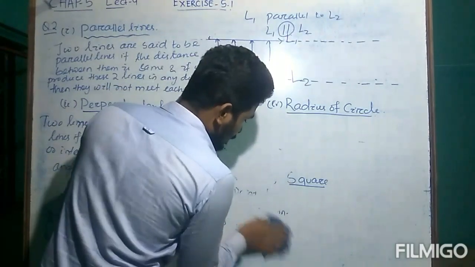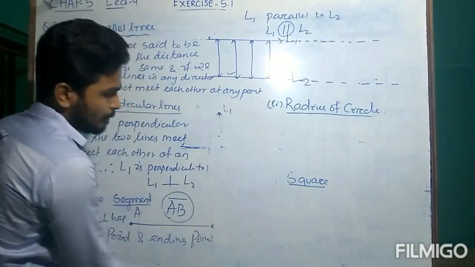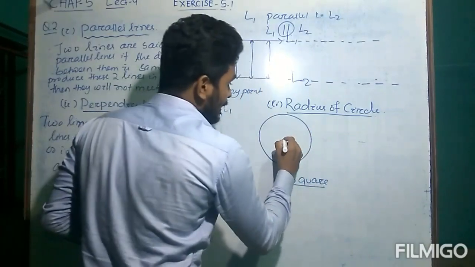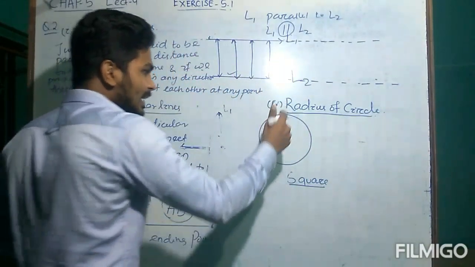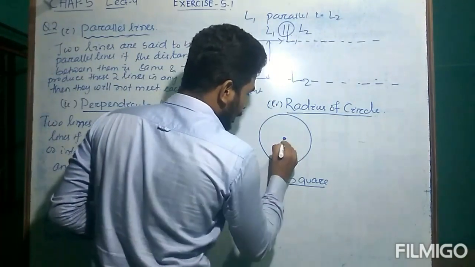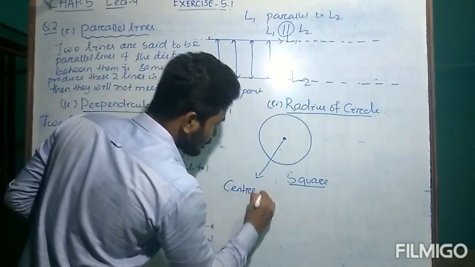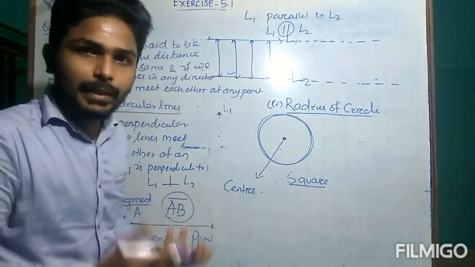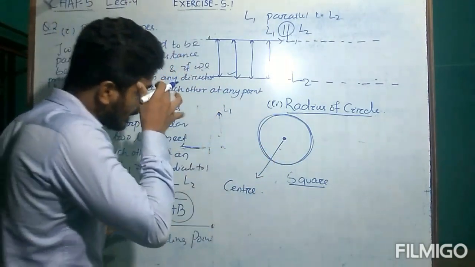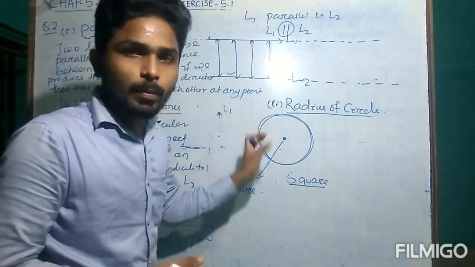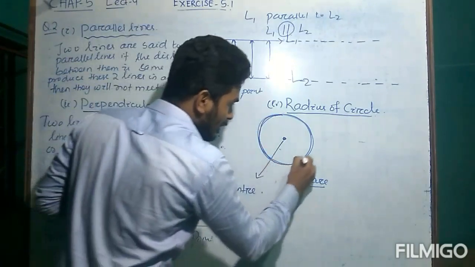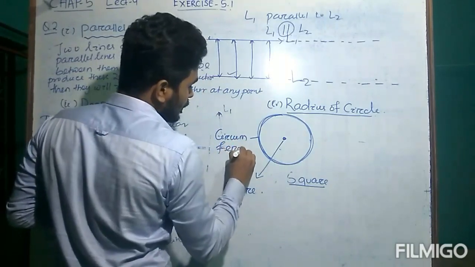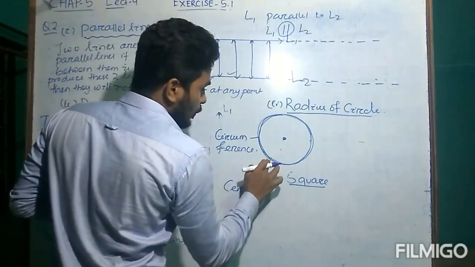Next is the radius of a circle. What is the radius of a circle? A circle is a two-dimensional figure, and a circle has a center inside it, at the mid position. This is the center. And this portion is known as the circumference or perimeter or boundary, whatever you can call it, but in the geometrical sense you write circumference or perimeter.